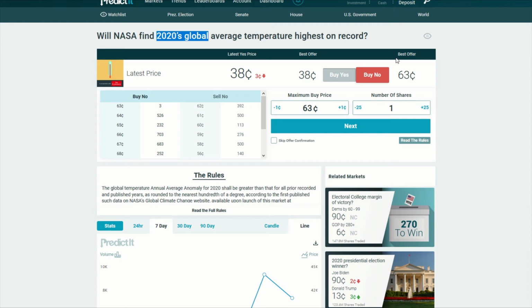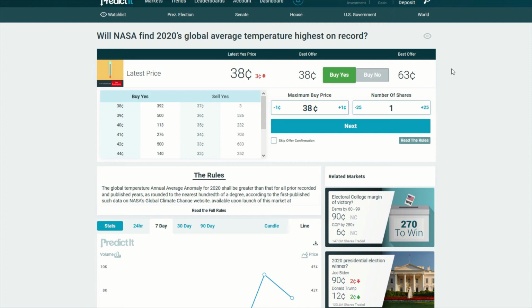But since there's a lower probability of this being the hottest year and you're taking a bigger risk by betting yes, the maximum you could gain is 62 cents. High risk, high reward. That is how this goes. And remember, the cost of each bet is $1.